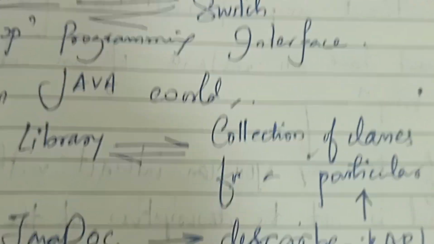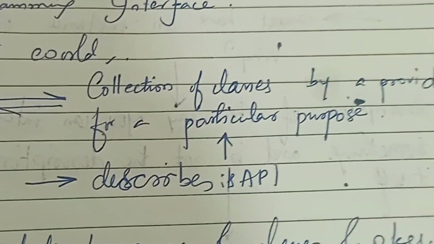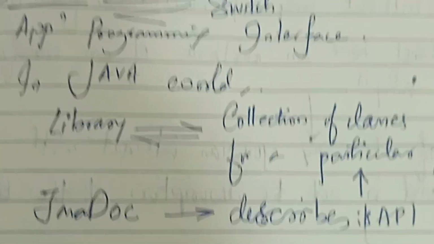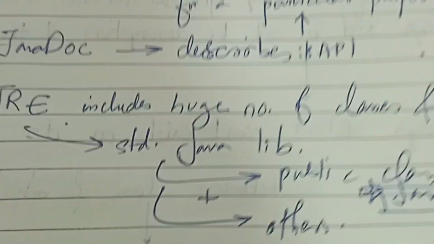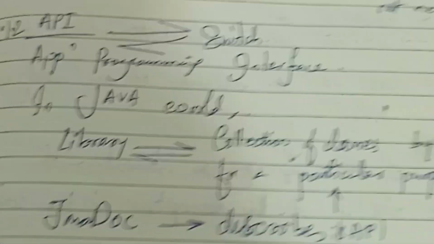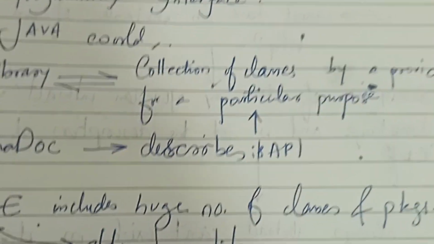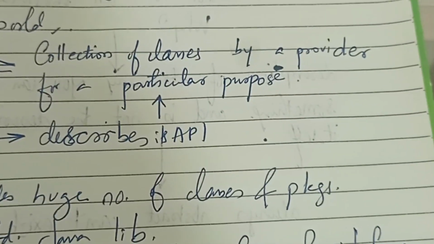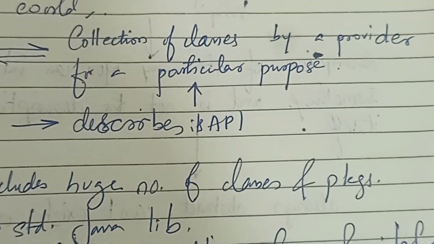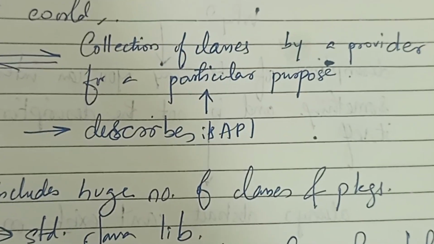In our Java world, a collection of classes by a provider for a particular purpose is called a library, and the Javadoc describes its API. API is nothing but the public classes, fields, methods and those things. Similarly, for the JRE, we have a huge number of classes and packages. Of these, the public classes and interfaces are the Java API, and the others are part of the Java library.